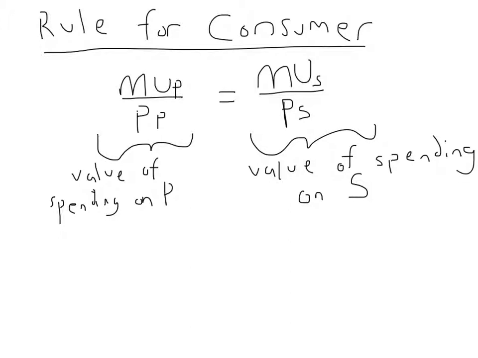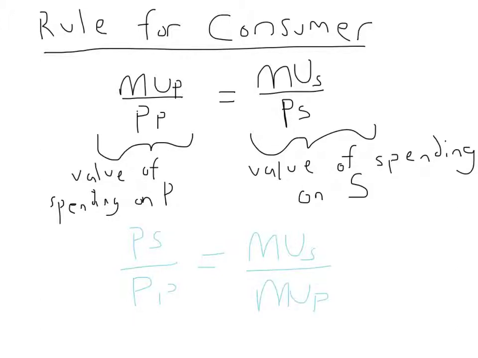There's an equation on the next slide. On the left we have the value of spending on pizza, on the right we have the value of spending on soda, and this is our rule for consumer. But for whatever traditional reason, the class wants you to memorize it in this form, to rearrange it so that the prices are all on one side, PS over PP, and the marginal utilities are on the opposite side. So MUS over MUP.